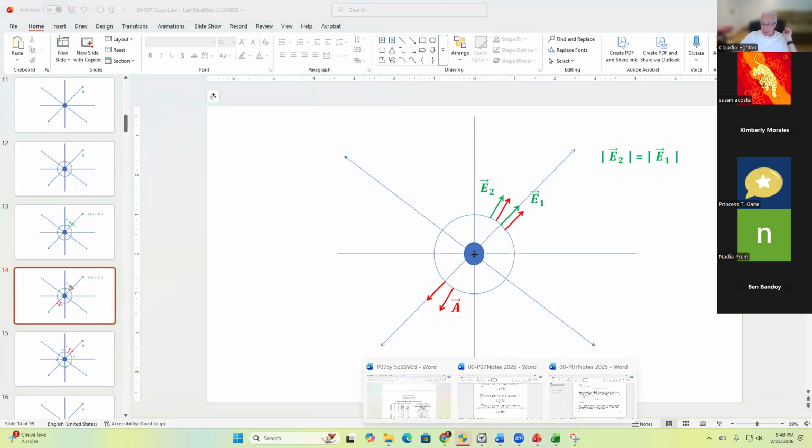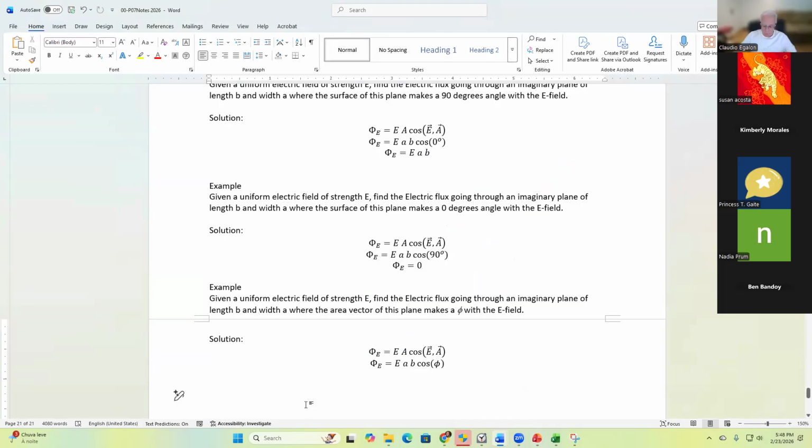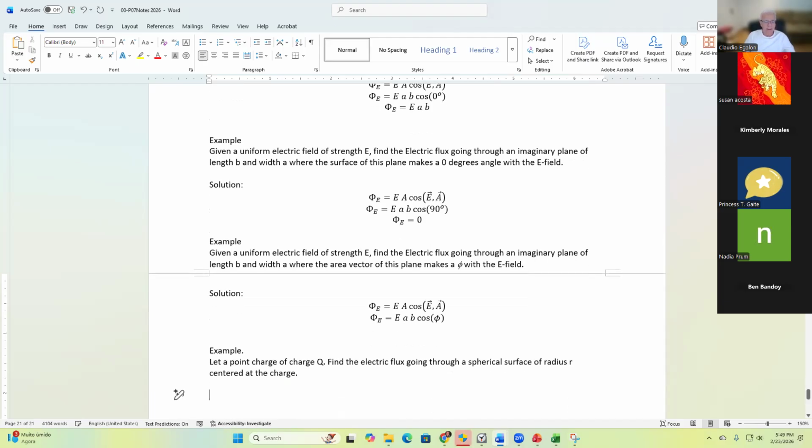So let's do that. What time is that? 2 more minutes to go. I think we can finish. Okay, example. Given a point charge of charge Q, let a point charge Q, find the electric flux going through a spherical surface of radius r, centered at the charge. Okay, solution.